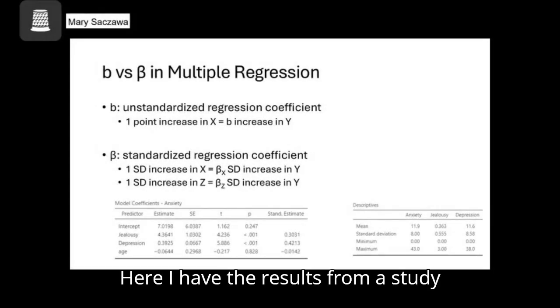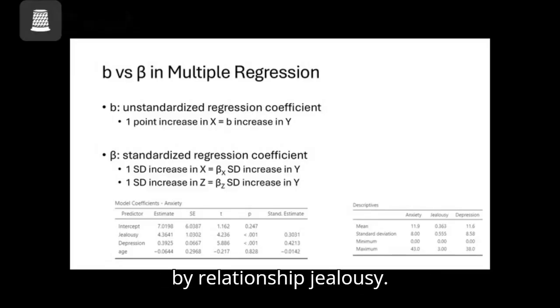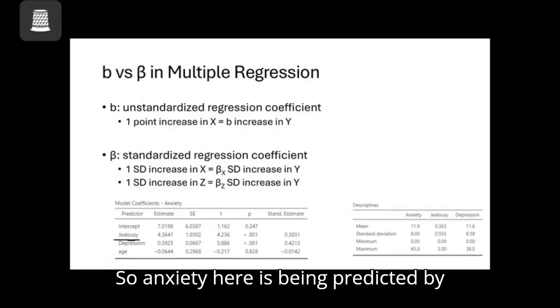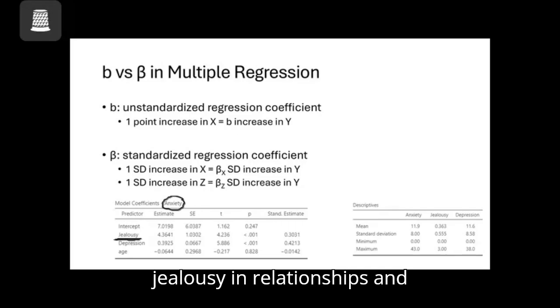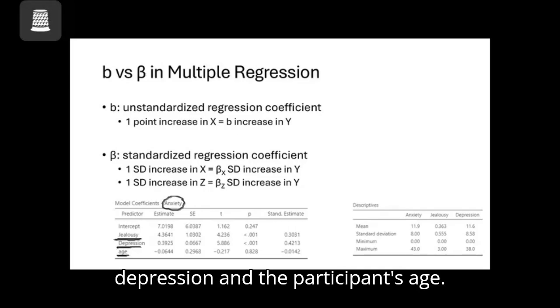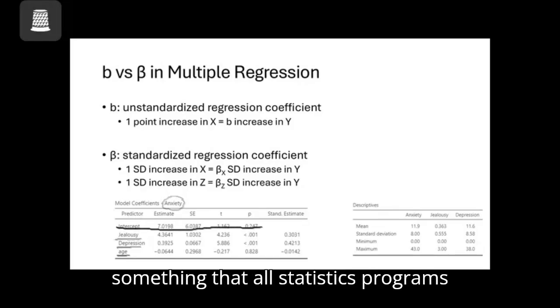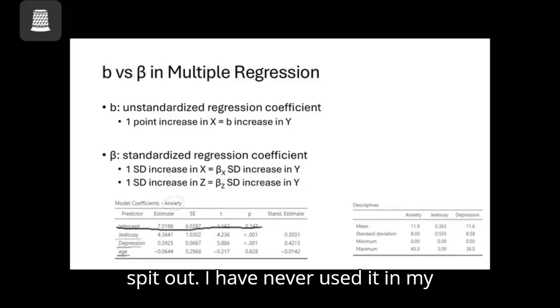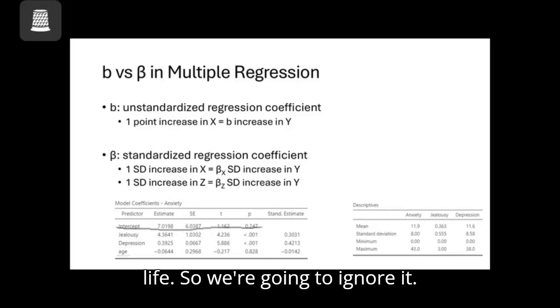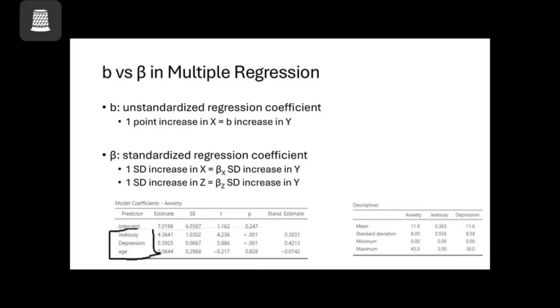Here I have the results from a study where I had anxiety being predicted by relationship jealousy. So anxiety here is being predicted by jealousy in relationships and depression and the participant's age. Ignore this line that says intercept. We really don't care about it. It is something that all statistics programs spit out. I have never used it in my life. So we're going to ignore it. But we have these three predictors in here.